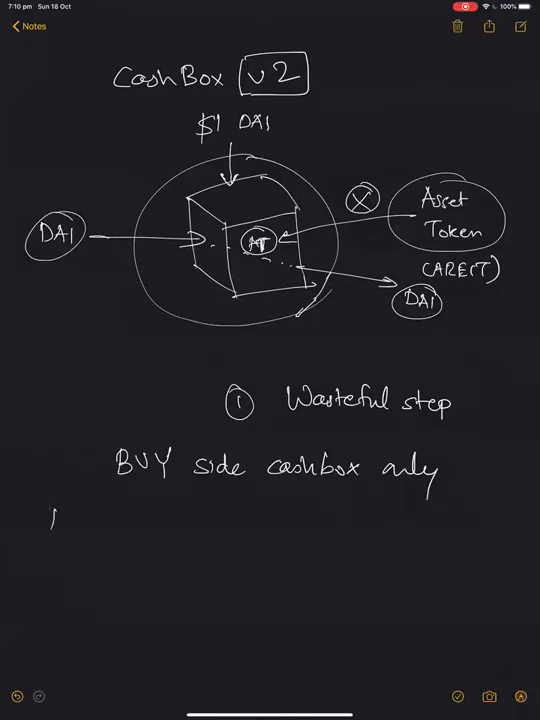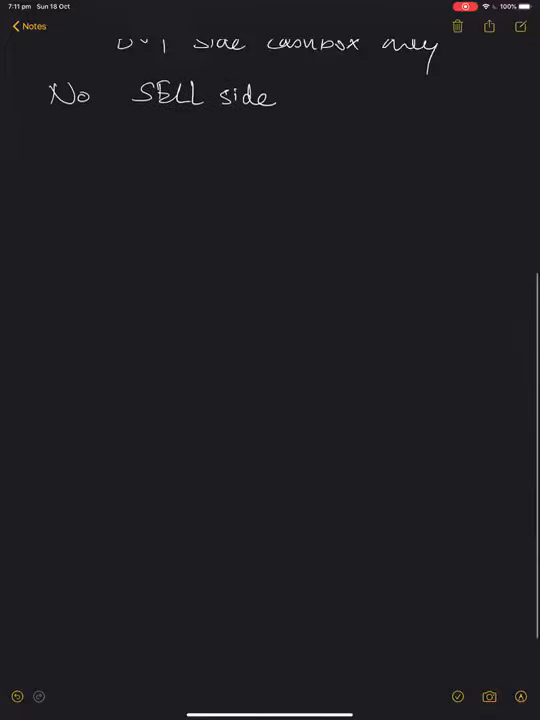So it is only a buy side CashBox. If somebody wants to sell, then they can't really do that, as they always need a buyer first. You can't say that, okay, I'm willing to sell, find me a buyer. Okay. So there's a limitation in this current version of the CashBox. So in order to resolve that, we have created a newer version of the CashBox.